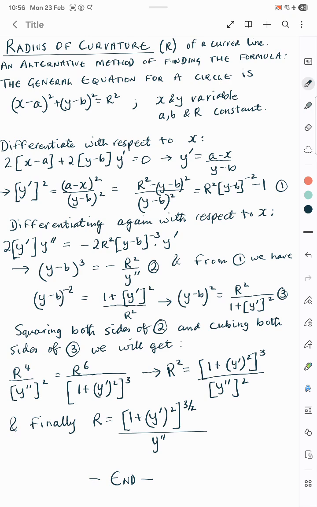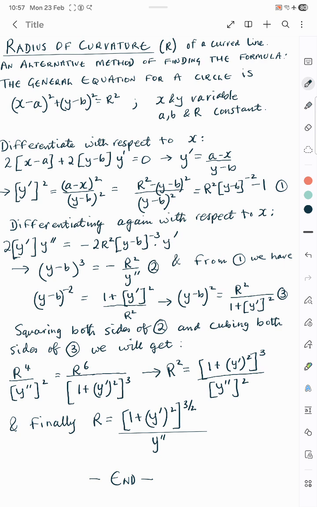So we begin by writing down the general equation of a circle, which is (x - a)² + (y - b)² = r², where x and y are variable, a, b, and r are constant. Now we're going to differentiate with respect to x, and that will give us 2(x - a) + 2(y - b) dy/dx, which I've written as y', equals 0, and so y' or dy/dx is (a - x)/(y - b). And then I've squared both sides of that.